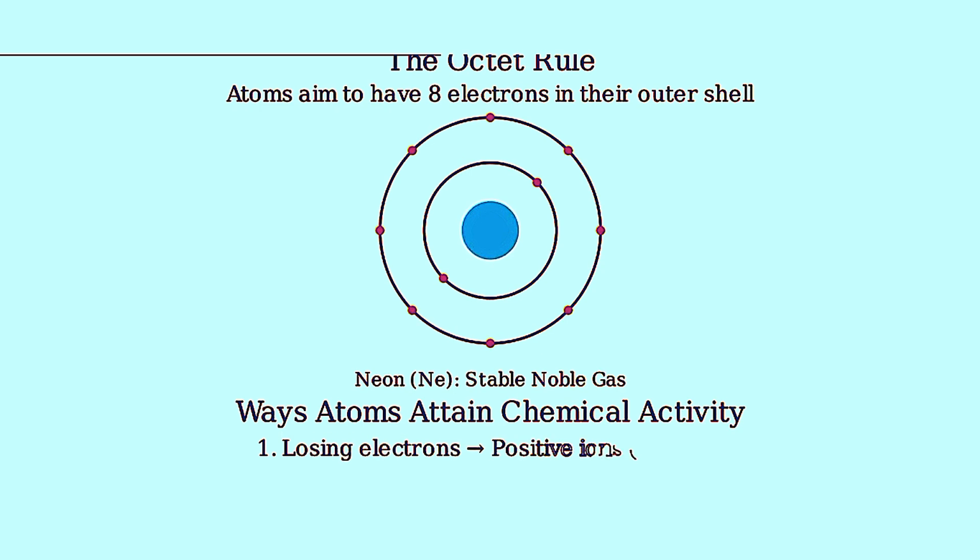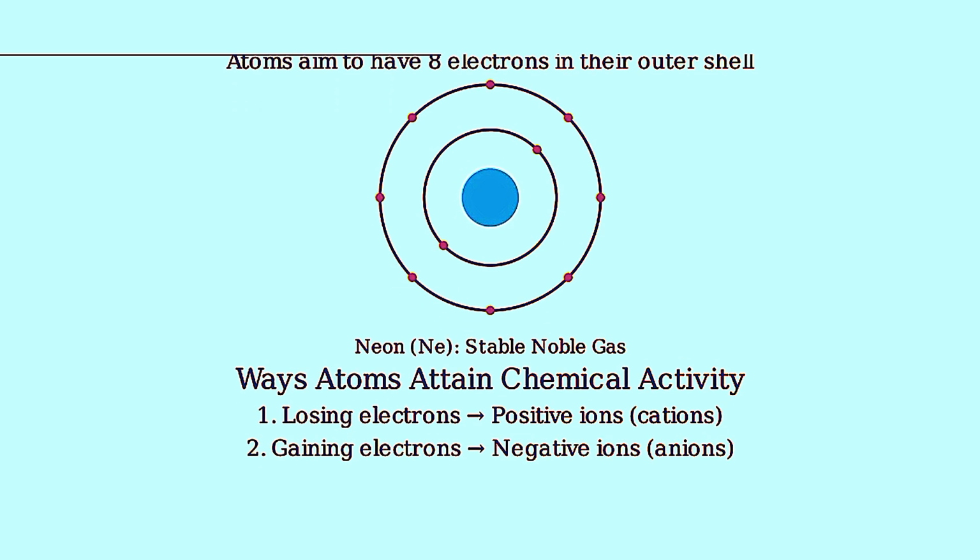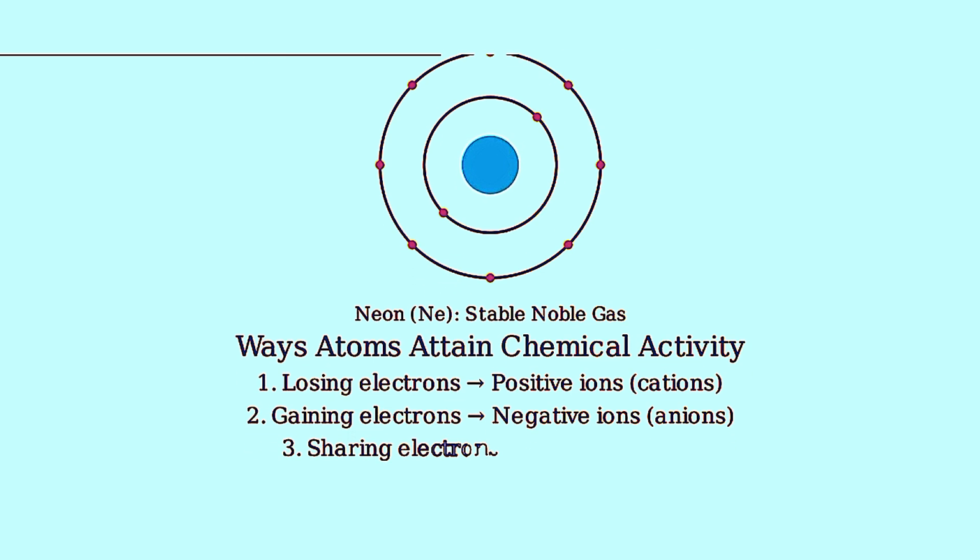1. Losing electrons to form positive ions, cations. 2. Gaining electrons to form negative ions, anions. 3. Sharing electrons through covalent bonds. Let's take a closer look at the first method, losing electrons to form cations.